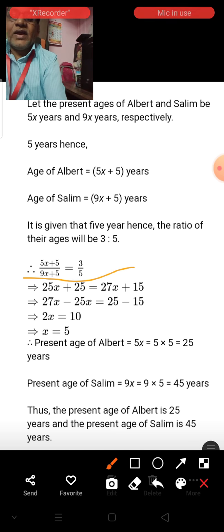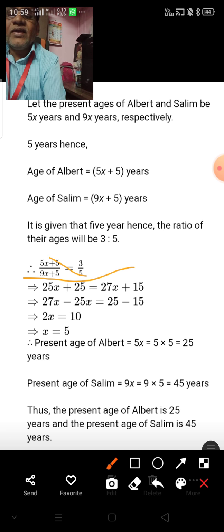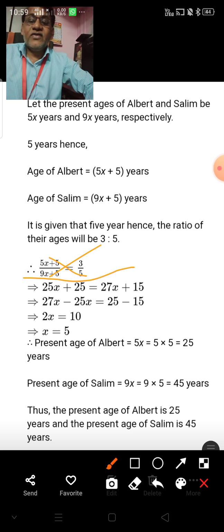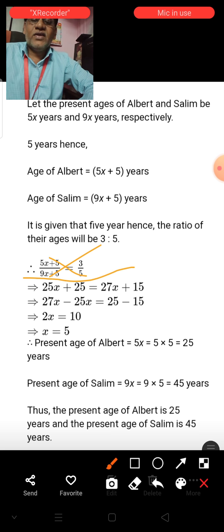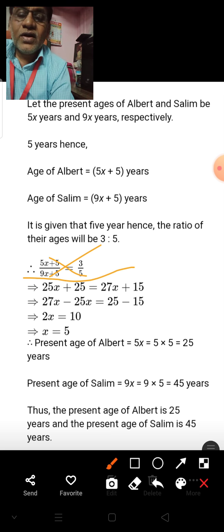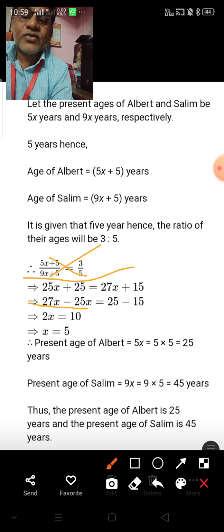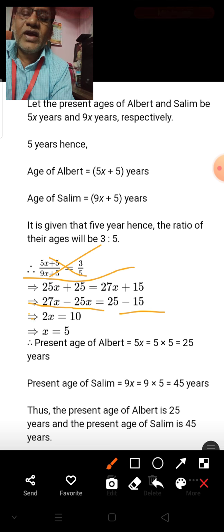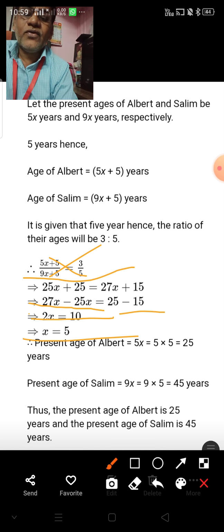Now cross multiply. So multiply 5x plus 5 into 5 and 9x plus 5 into 3. So you get 25x plus 25 is equal to 27x plus 15. So therefore 27x minus 25x and 25 minus 15. So you get 2x is equal to 10 and x is equal to 5.